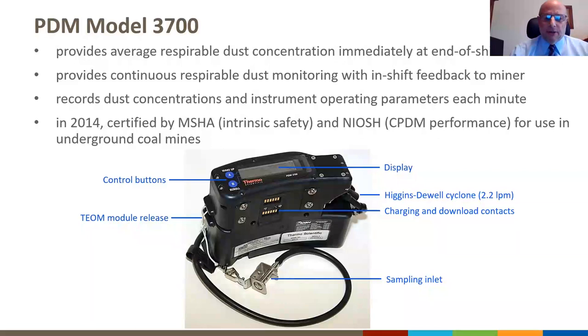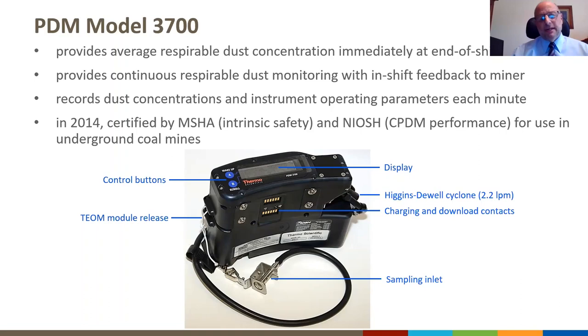I've been talking about a continuous personal dust monitor, and that is specified in the Code of Federal Regulations. There are specific performance criteria that have to be met to be certified as a CPDM. The instrument that is currently certified is manufactured by Thermo Fisher Scientific, and it's called the PDM Model 3700 Personal Dust Monitor. So that's the difference between CPDM, which is in the regulations, and PDM, which is this specific model. Other manufacturers could also get an instrument certified as a CPDM that could be used for sampling, but this is the only one at this time.